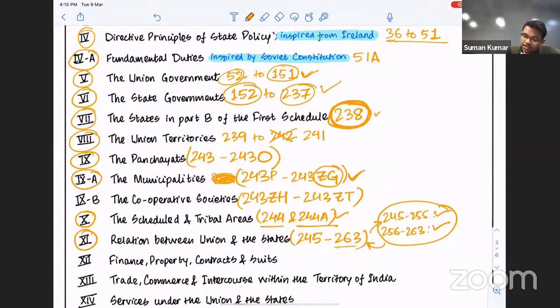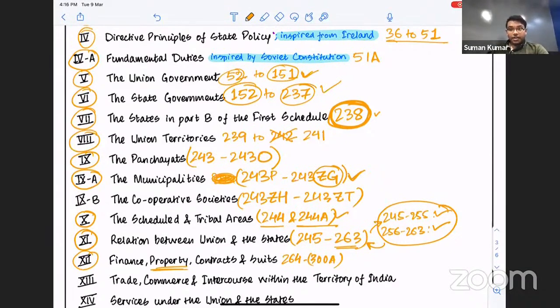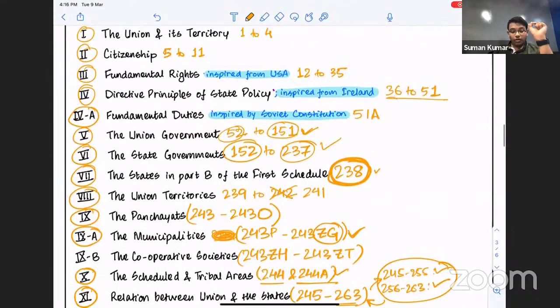So till 263 you have studied, then finance, property, contracts and suits run from 264 to 300A. 300A is an extremely important article. Why? Because 300A is the article on property. A little bit of insight: eventually when you study, you'll know that the right to property used to be a fundamental right.